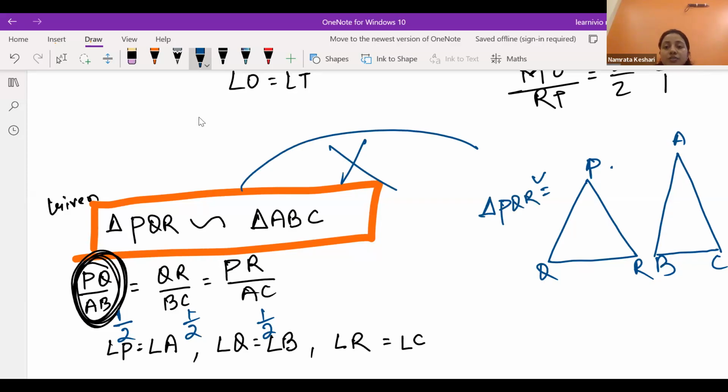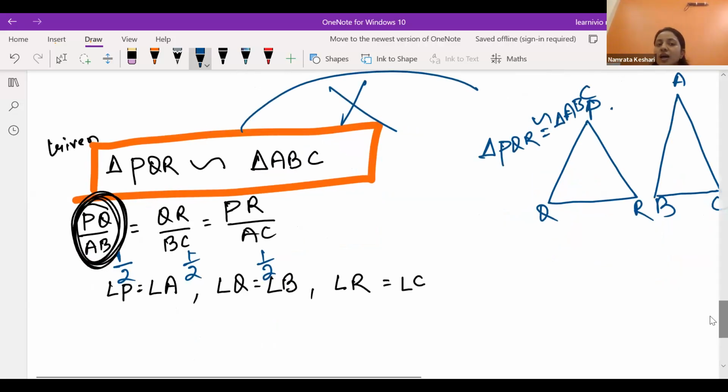Are you getting it, everyone? Yes, ma'am. If congruent, then similar. But if similar, then not sure about congruency. Okay, now again here a few criteria we are having for similarity. Let me take a few examples from here, just a moment.